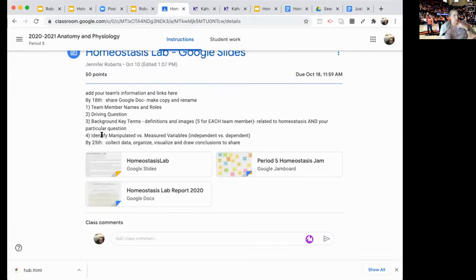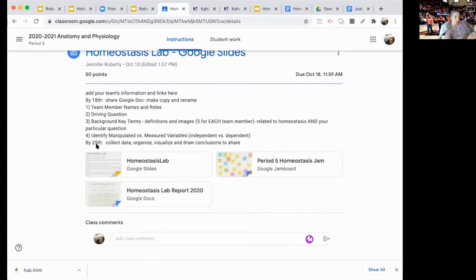And then 4, identify what you're going to manipulate and what you're going to measure, your independent and dependent variables. That should actually be in your question. So I can help with that if you don't understand how to make sure that both the variables are somewhere within the way you write your question.